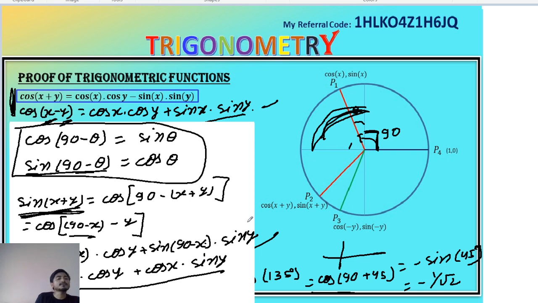Now in the same way, if I have to do cos of x minus y, I can just put y as negative. I will just show you.